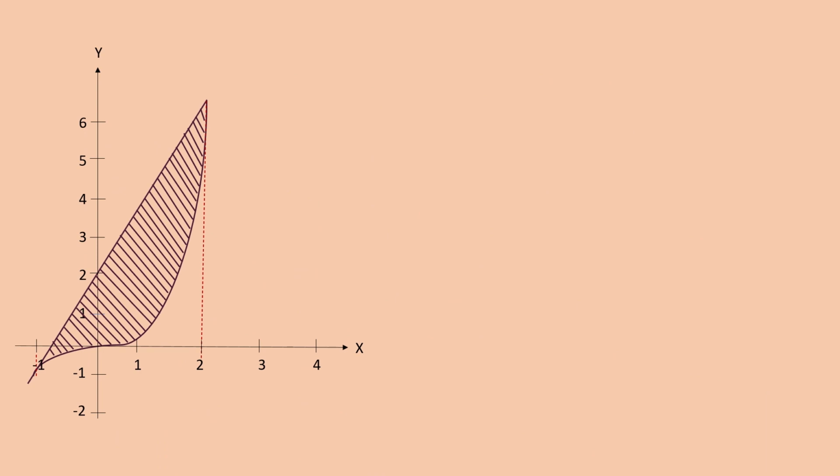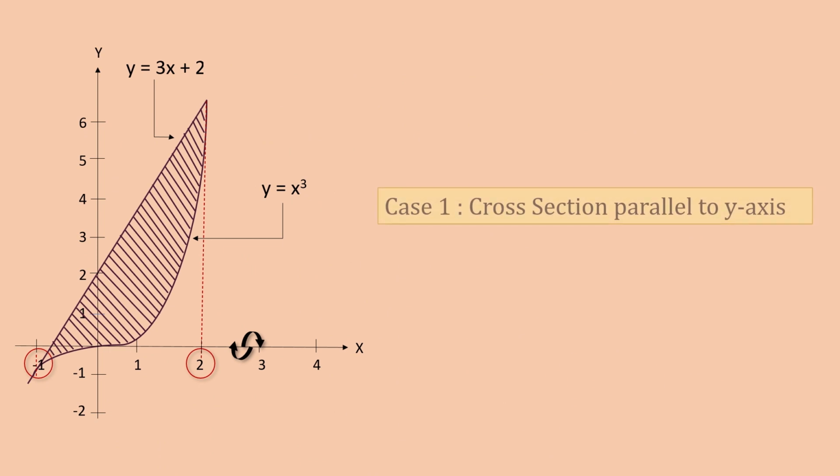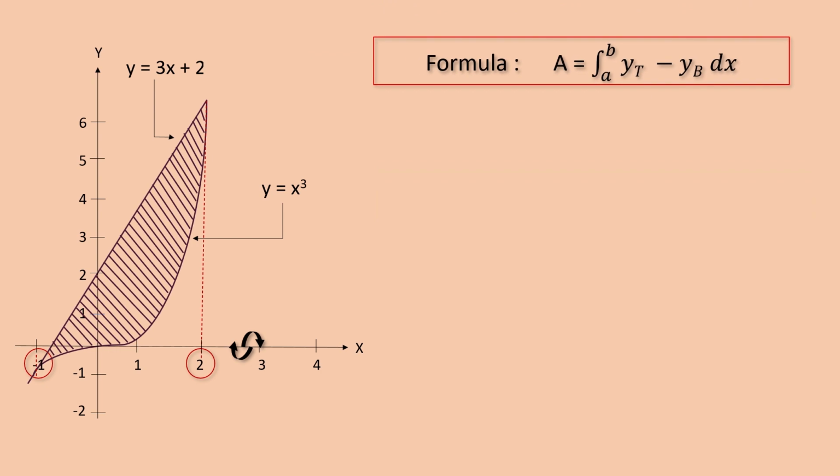Look at the example. The graph shows that the boundary is the x-axis and the function is in terms of x. So, it is case 1, cross-section parallel to the y-axis. Area is an integral from a to b of the function on top subtracted by the function on the bottom. It is integrated with respect to x. Now, they were given the boundaries, which are -1 and 2.